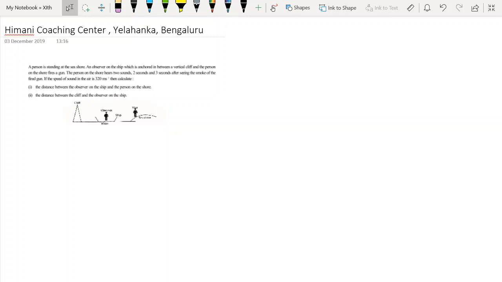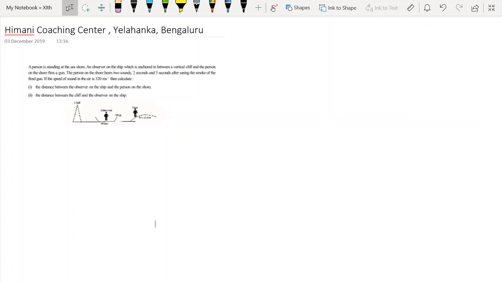This is a question which was asked in board physics, ICSE class 10th. The question is: a person is standing at the seashore, an observer on the ship, which is anchored between a vertical cliff and the person on the shore, fires a gun. So the observer fires the gun.